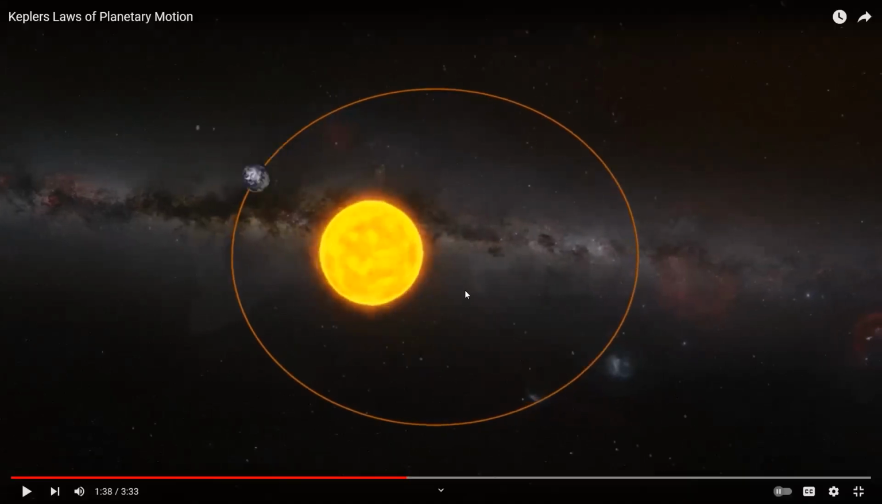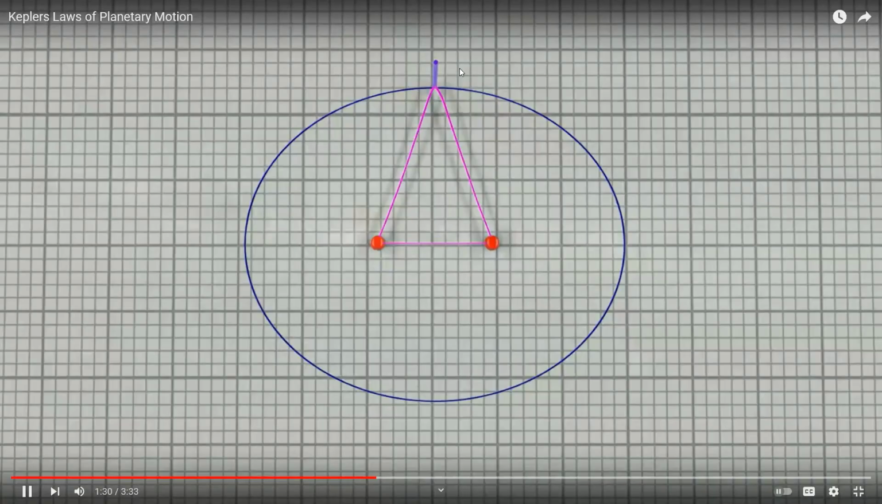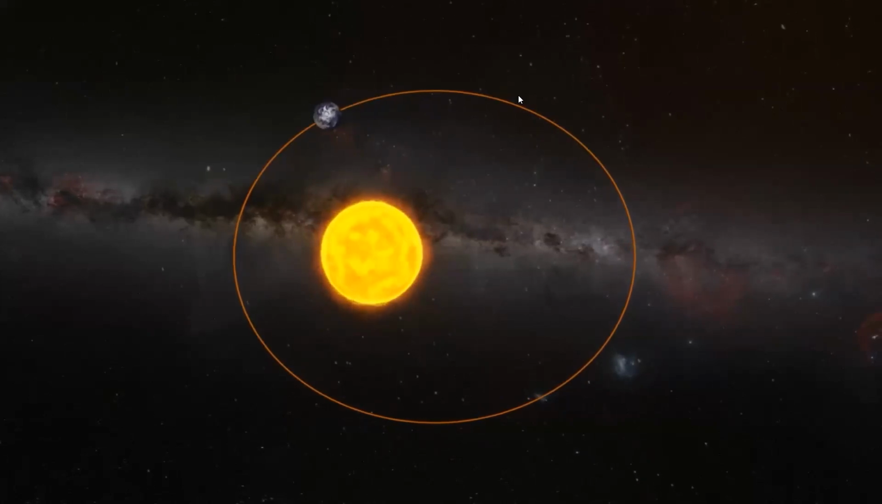Heliocentric theory, sir? Heliocentric, I will tell you. Don't worry. Now first you see the Sun, an ellipse is formed. Kepler's first law states that all planets move around the Sun in elliptical orbits with the Sun at one of the foci.